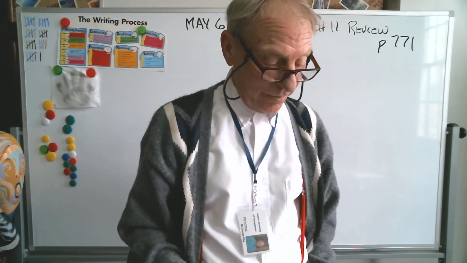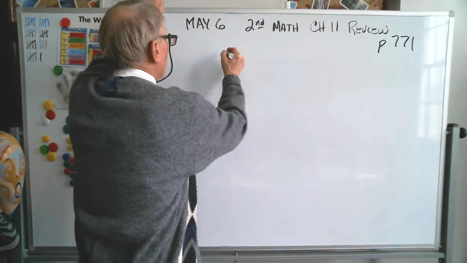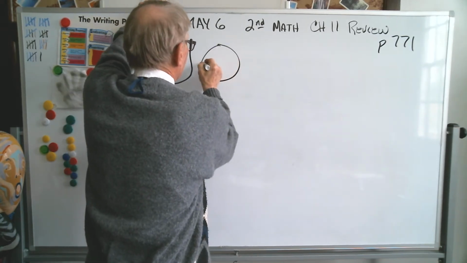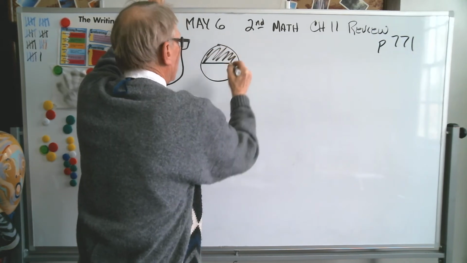Number 5 is draw to show halves, thirds, and fourths. Color a half of, a third of, and a fourth of the shape. So it's asking you to do, with the circle, half. And then it tells you the color. A half.